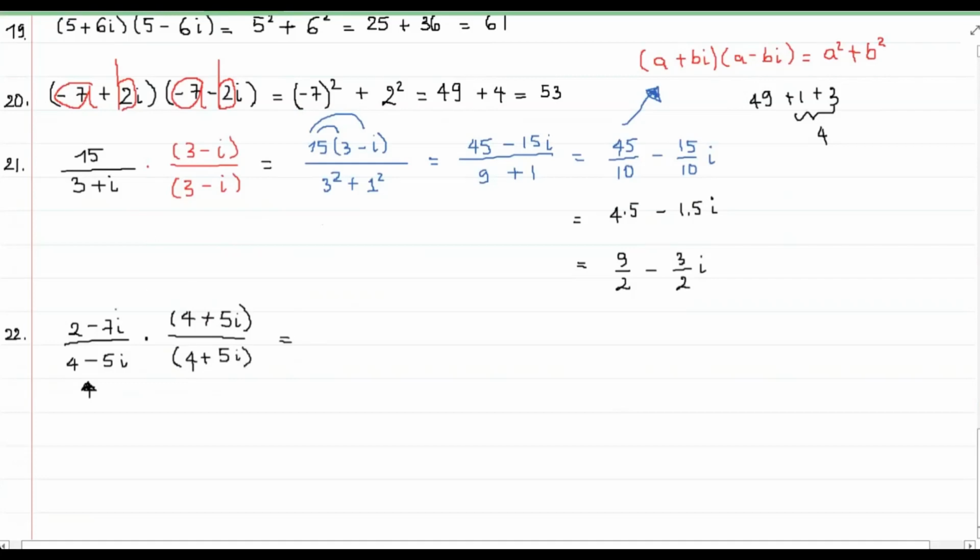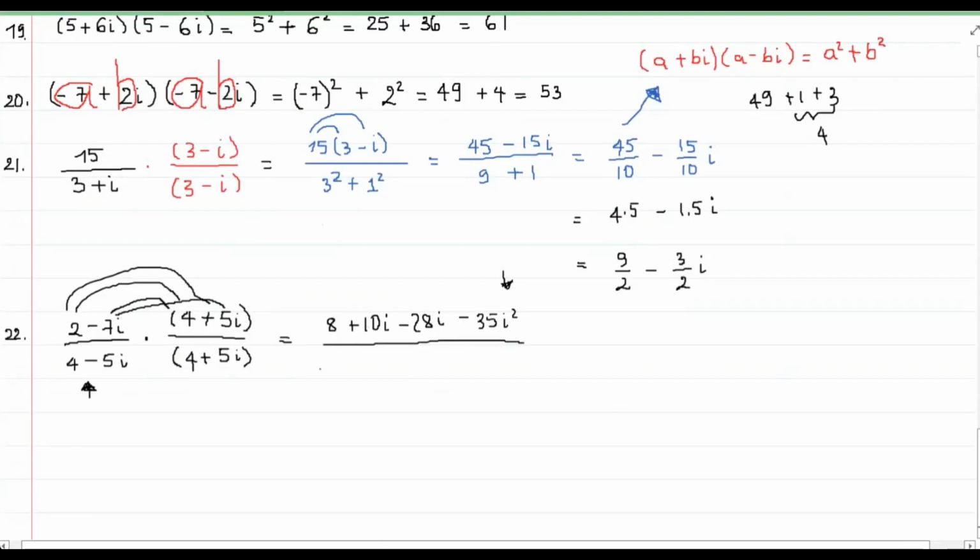Now on the top, we have 2 times 4 is 8. 2 times 5i is 10i. Negative 7i times 4 is negative 28i. Minus 7i times 5i makes it negative 35i squared. And be careful of the i squared; you can simplify it into negative 1.